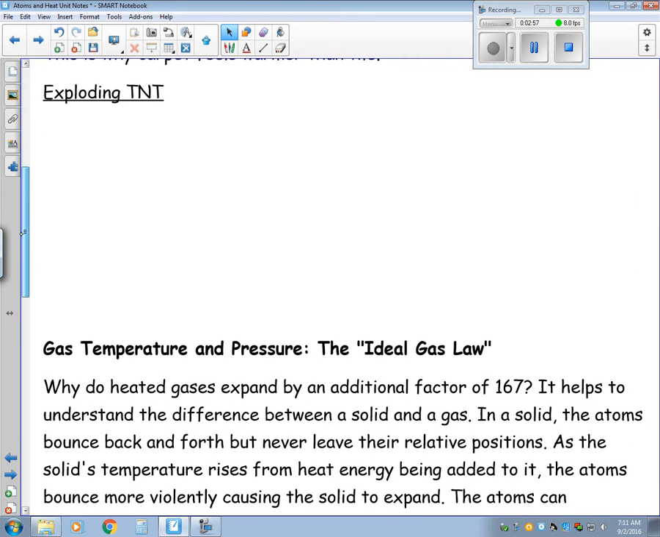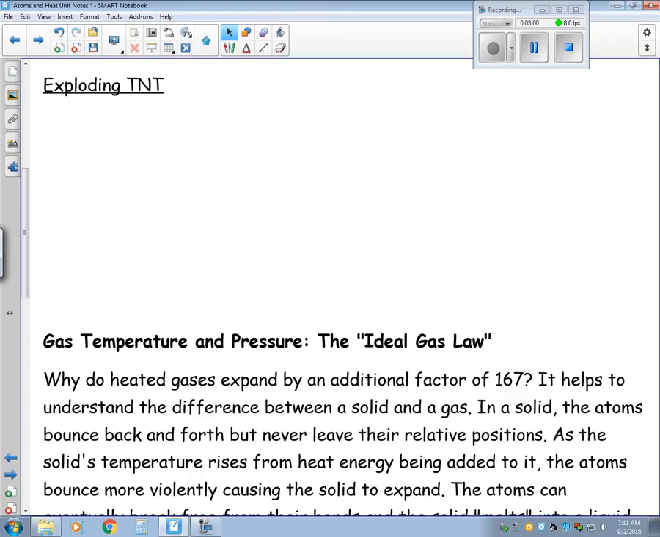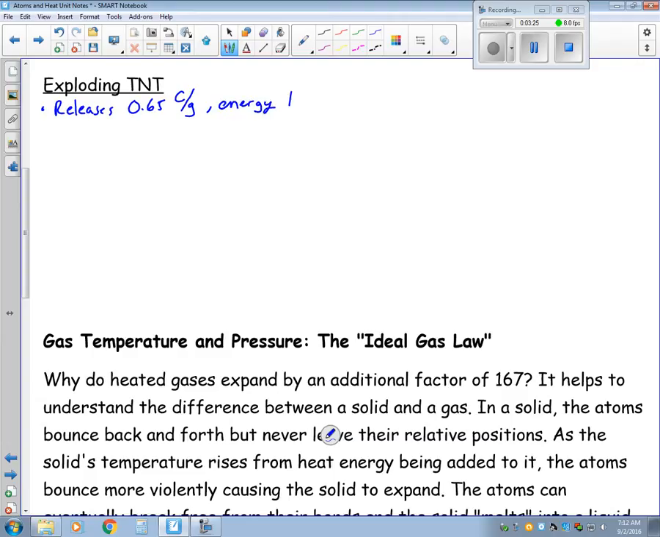Okay, TNT. Let's talk about what happens when dynamite explodes. First off, it releases 0.65 calories per gram. And that energy is being turned into heat. The internal kinetic energy will increase by 167, so the temperature becomes 167 times hotter.